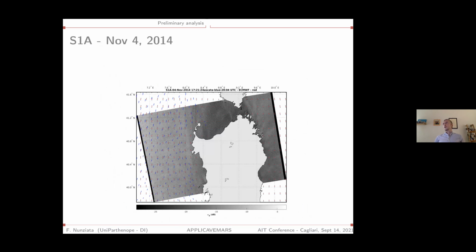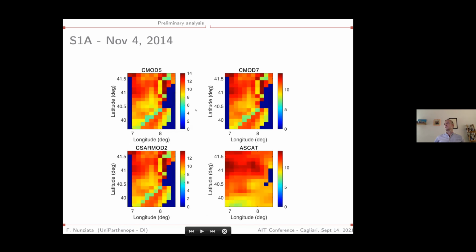So let's move to the first experiment, a preliminary experiment carried out on Sentinel-1 data. We just started processing this kind of data. This is a Sentinel-1 measurement collected on the 4th of November 2014. You can see an overlay with ECMWF in red and ASCAT in blue. This is the estimation obtained using the CMOD family, CMOD5 and CMOD7, and then here we have the SARMOD.